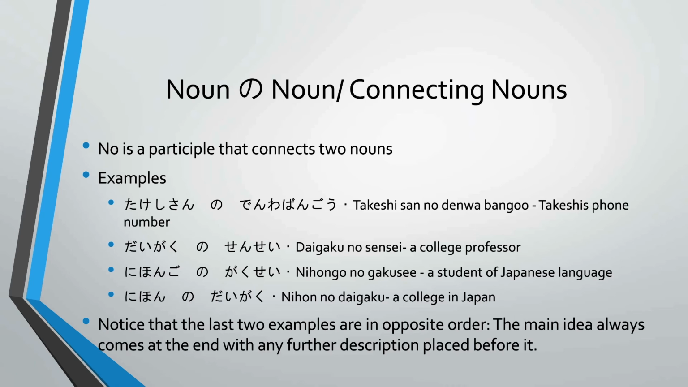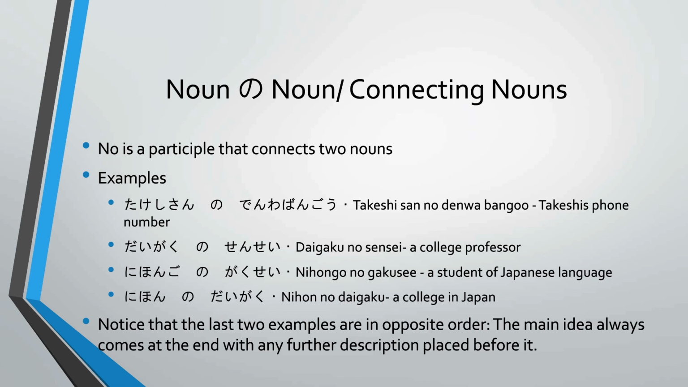So some examples of this are Takeshi-san no denwa bangou, Takeshi's phone number. Denwa bangou is a phone number. And next one would be daigaku no sensei, a college professor. Nihongo no gakusei, a student of Japanese language, someone studying Japanese language. Nihon no daigaku, so a college in Japan.